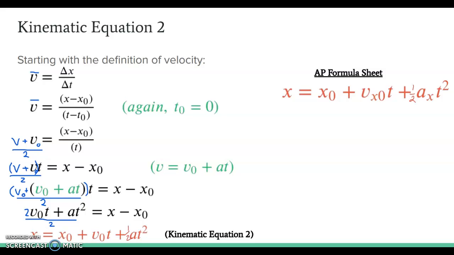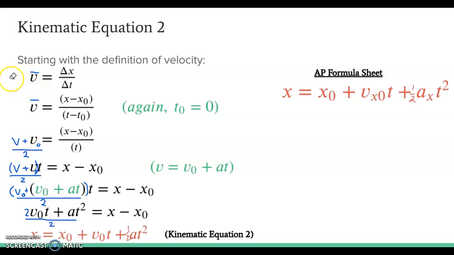Our second kinematic equation comes from the definition of velocity, and I apologize, I had to edit the slide here. I realized I made an error as I started to read this out. The average velocity is the change in position over time, or the displacement over time. If you have an average, you're really adding the initial and the final values together and dividing by 2.